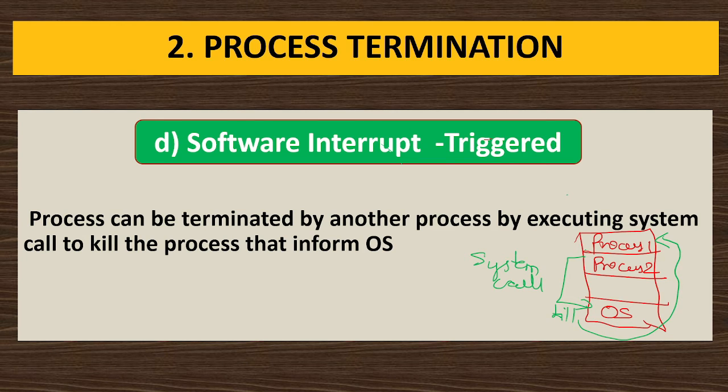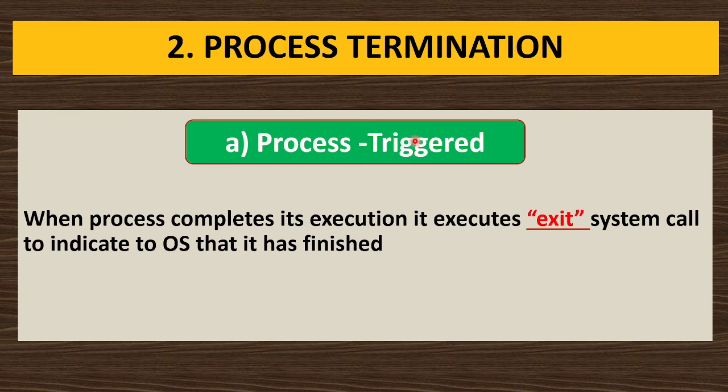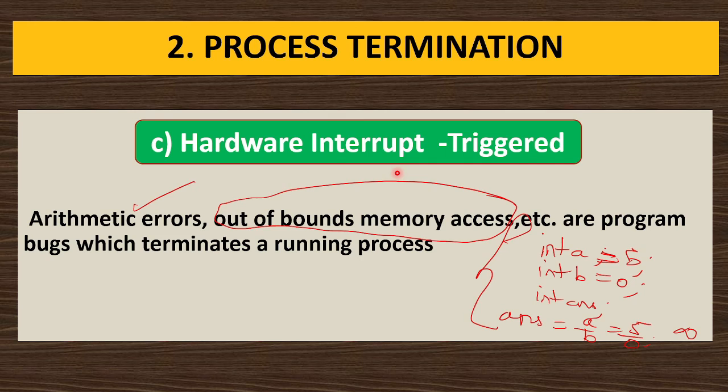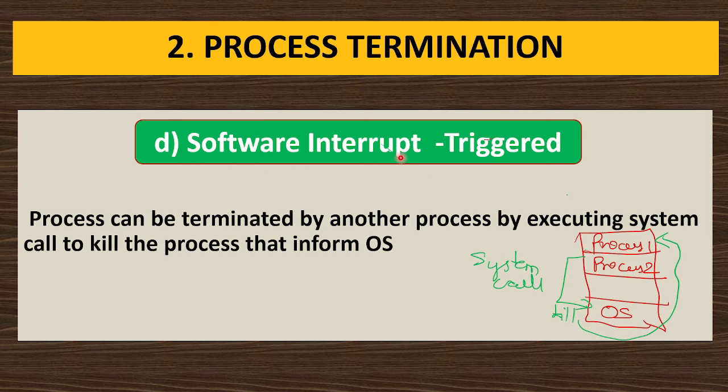Okay. So these are the 4 cases of process termination. First is process triggered. Second is OS triggered. Third is hardware interrupt triggered. And fourth is software interrupt triggered.